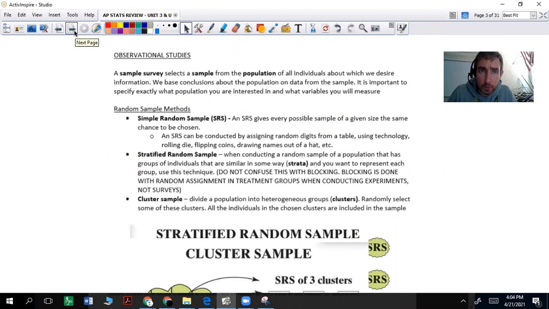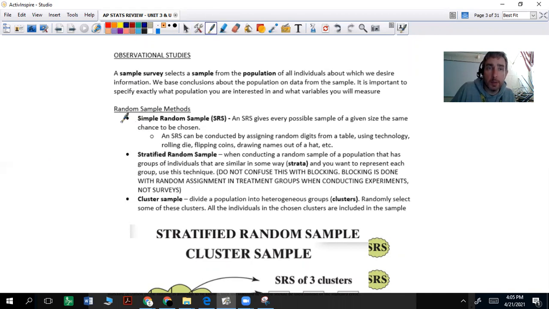Observational studies. A sample survey selects a sample from the population of all individuals about which we desire information. So we can do surveys. Everybody knows what a survey is, I hope. And your goal is to find out information about a larger population because you cannot typically ask everybody in a population the question. So we do surveys to get that data from it. So there's a few different surveys.